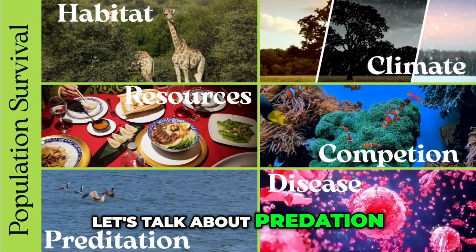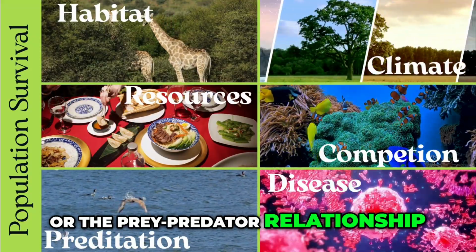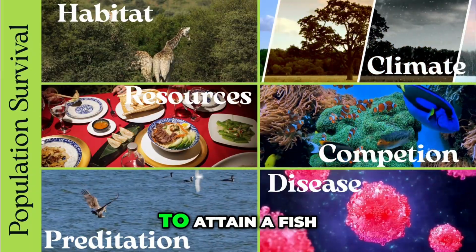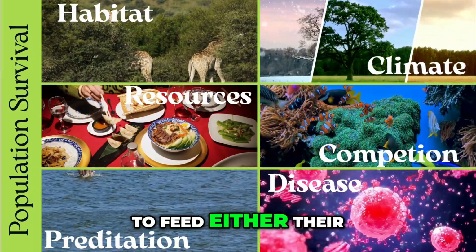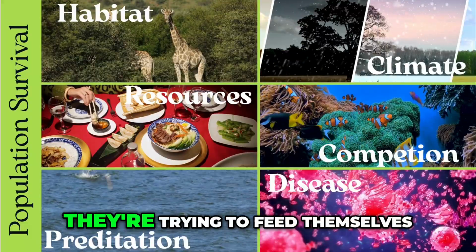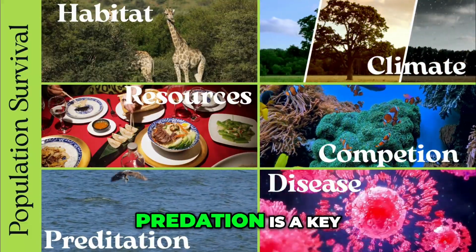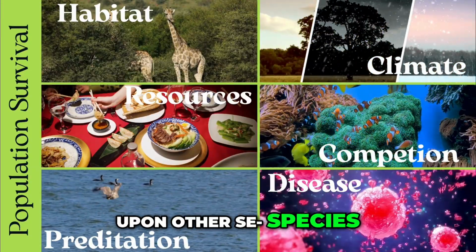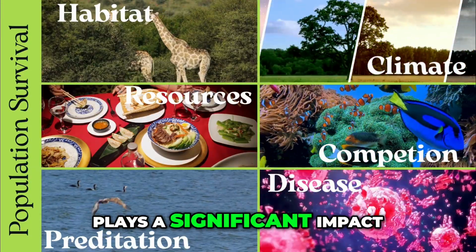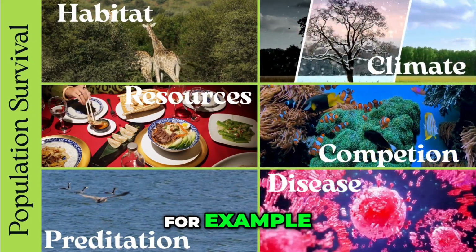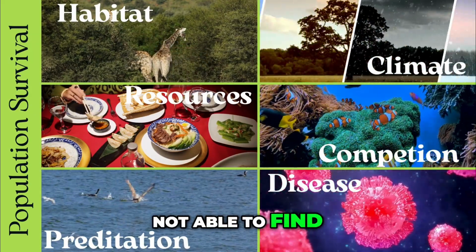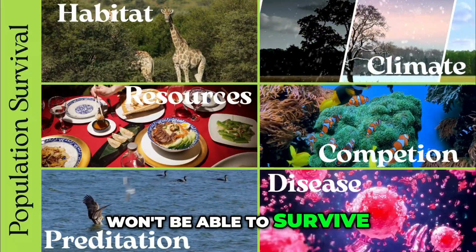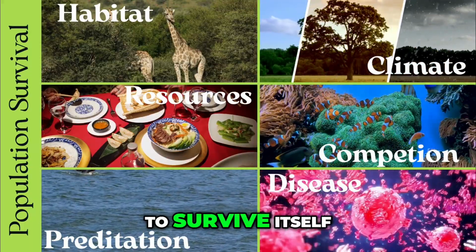Let's talk about predation, or the prey-predator relationship. Here you could see a bird or an eagle flying into the water because they're trying to attain a fish to feed either their offspring or themselves. Predation is a key indicator in which a certain population might prey upon other species for food, and this has a significant impact on their survival. For example, if this eagle is not able to find a sustainable environment of fish, then it itself won't be able to survive. So it needs that prey to depend on to survive itself.